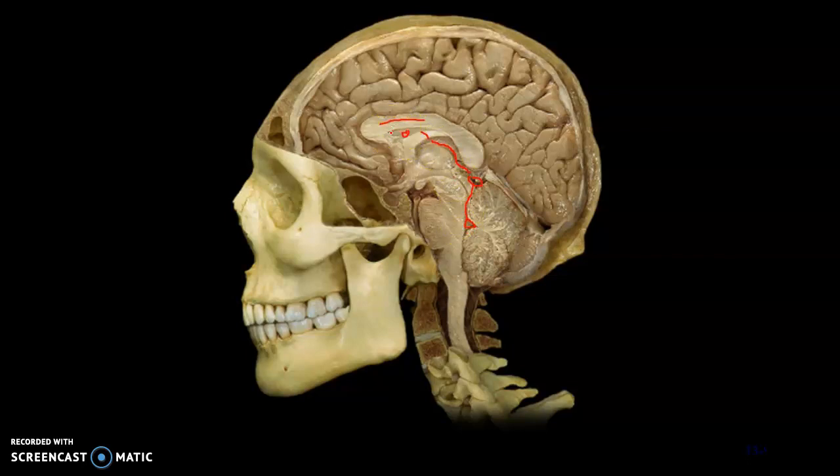Yesterday we talked about also the choroid plexus being in here, and the choroid plexus is made up of epidermal cells, which produce the cerebral spinal fluid.